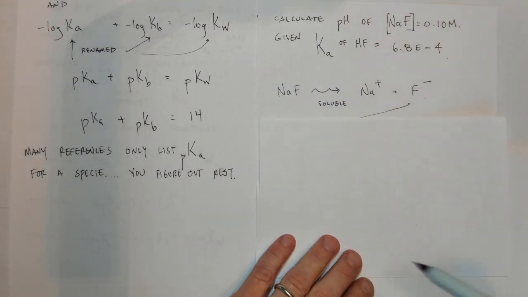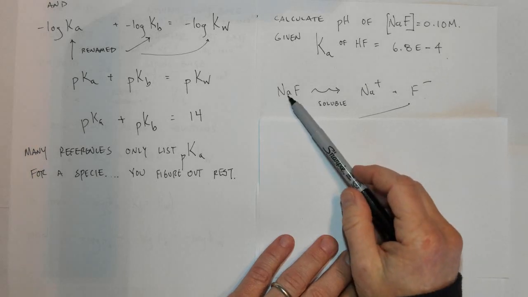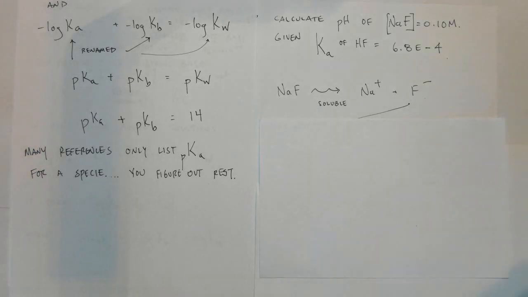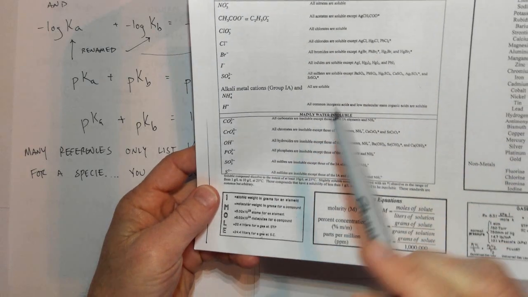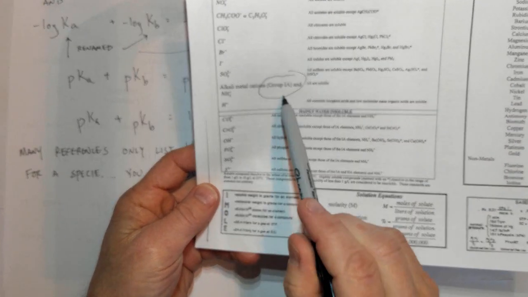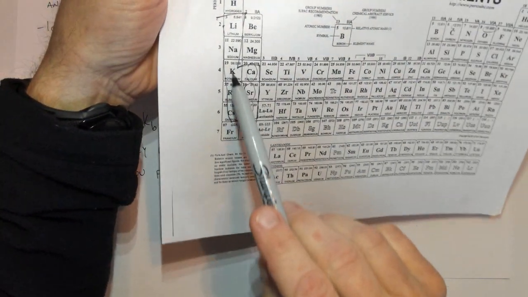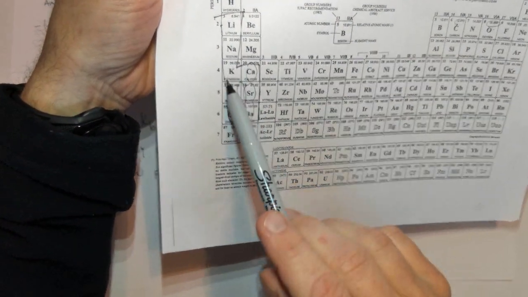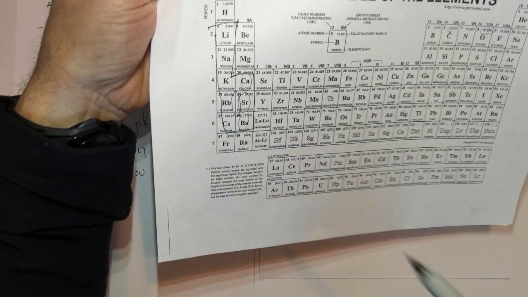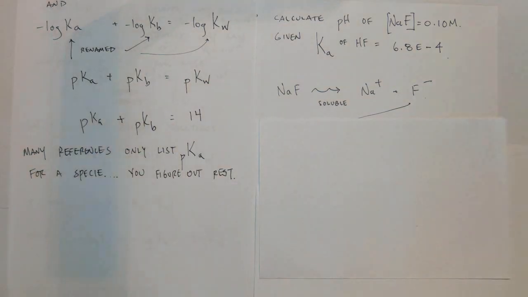So NaF is soluble in water because it's got a sodium in it. If you remember back from chapter 4, we had a bunch of solubility rules here, and anything in this group 1 area is always soluble. It's handy to just remember that anything that's got this Na+, this K+, those are the two most popular ones right here, always dissolve, and they always dissociate.